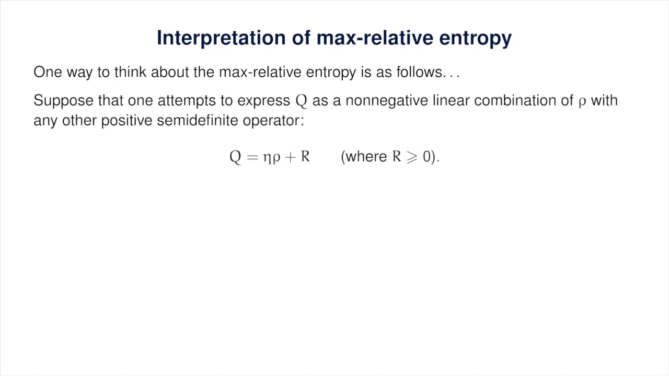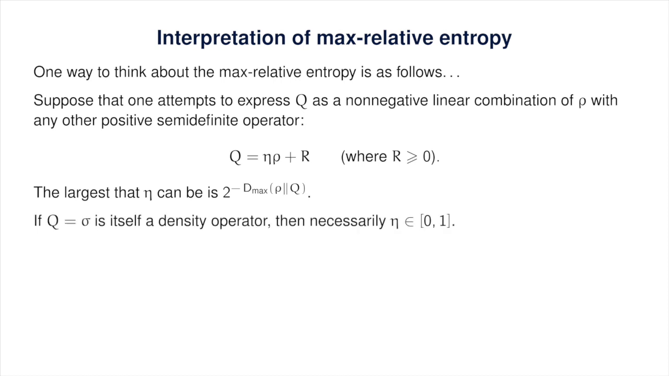Suppose that we have a density operator ρ and a positive semidefinite operator Q, and we imagine different ways that it might be possible to express Q as a non-negative linear combination of ρ and some other collection of positive semidefinite operators. And because we're focused on the relationship between ρ and Q, let's just imagine that there's one other positive semidefinite operator called R, and that we have an expression for Q as you see in this equation. Q equals η times ρ plus R. The largest that we can possibly make η in any such expression is precisely 2 to the negative max relative entropy of ρ with respect to Q.